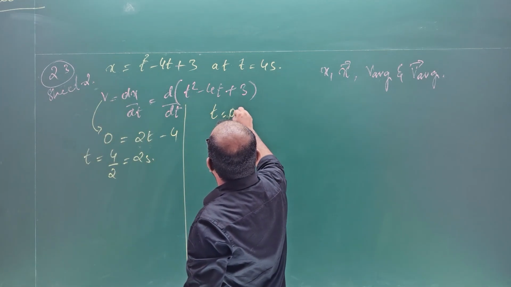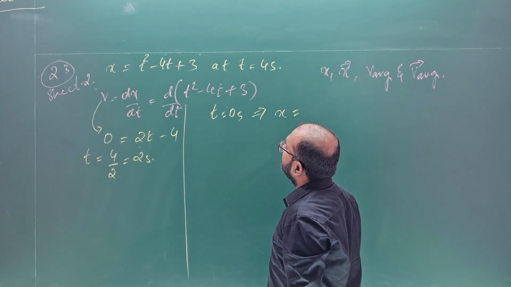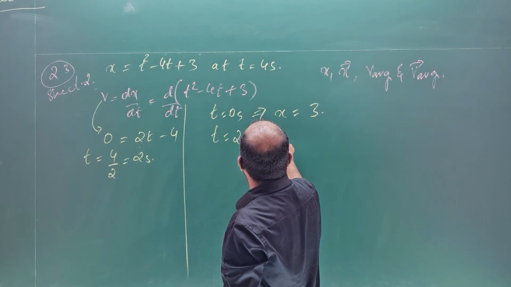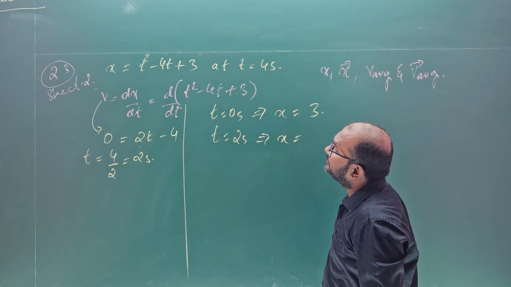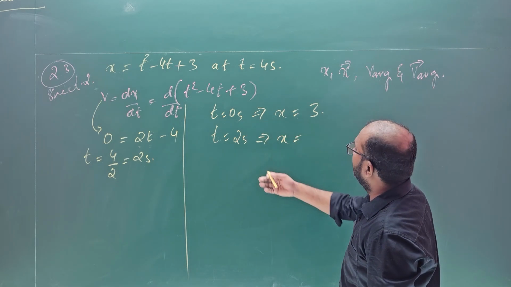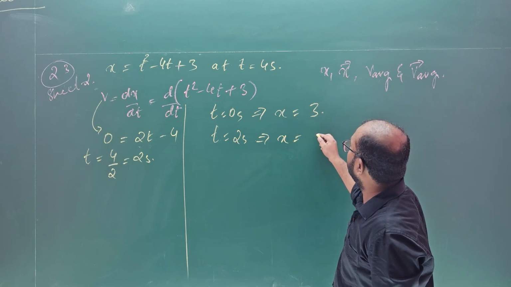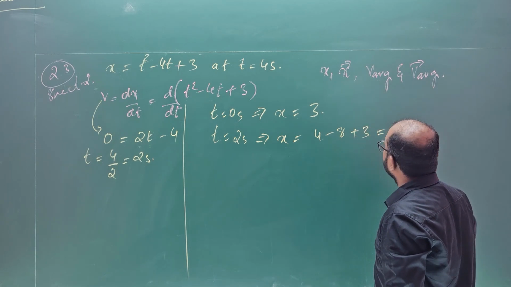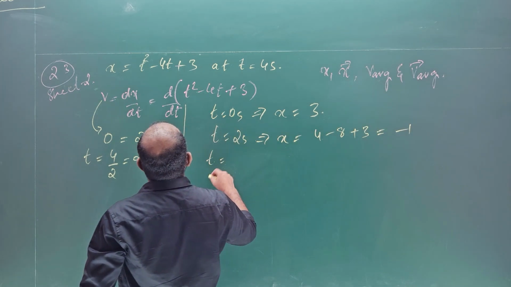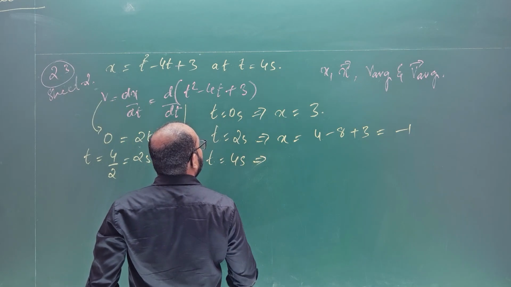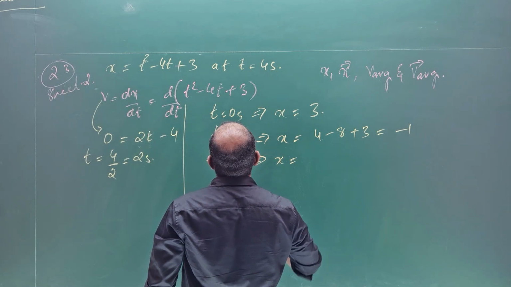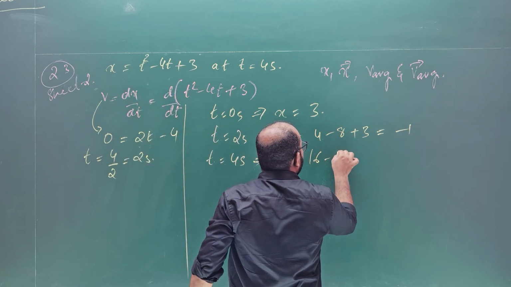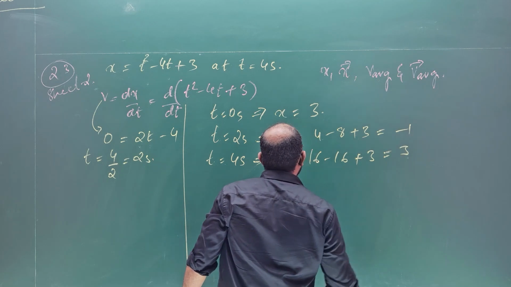So, at t equal to 0 seconds, x is equal to, can I say 3? At t equal to 2 seconds, x is equal to how much? x is equal to 2 square minus 8, that is 4 minus 8 plus 3, which is equal to minus 1. At t equal to 4 seconds, x is equal to 4 square, 16, minus 16 plus 3, that is equal to 3.